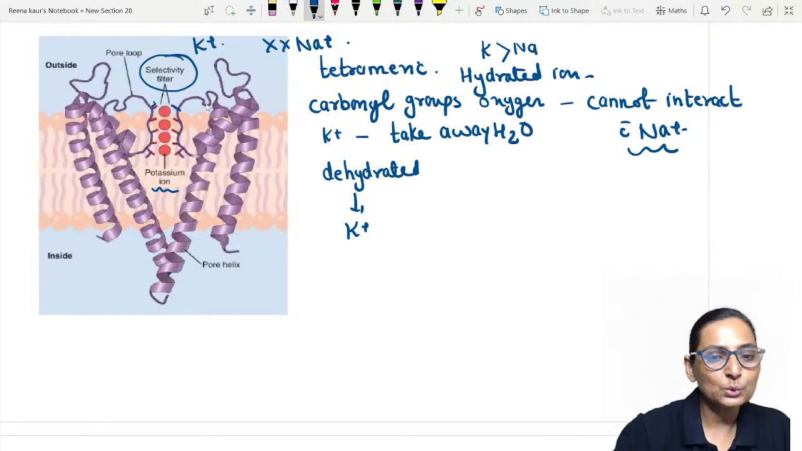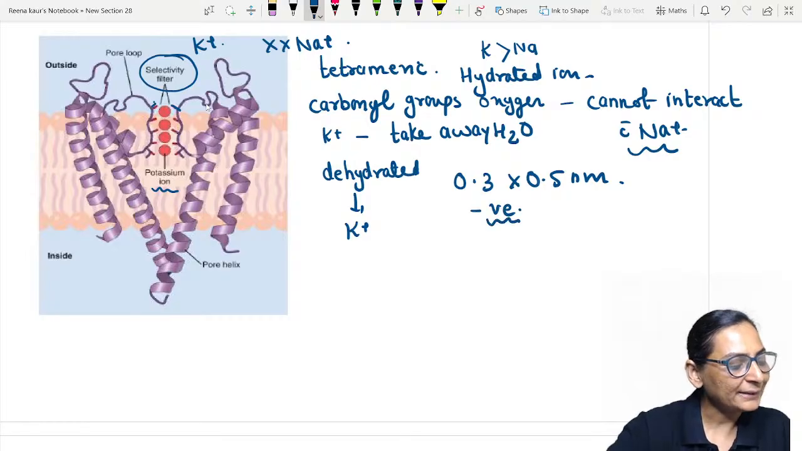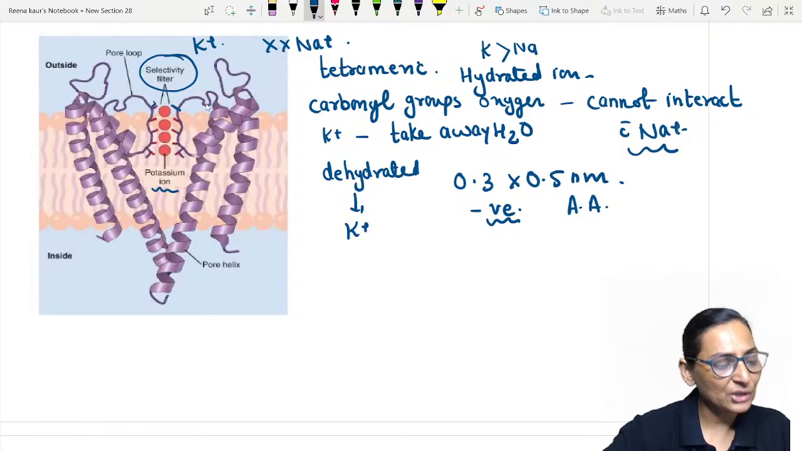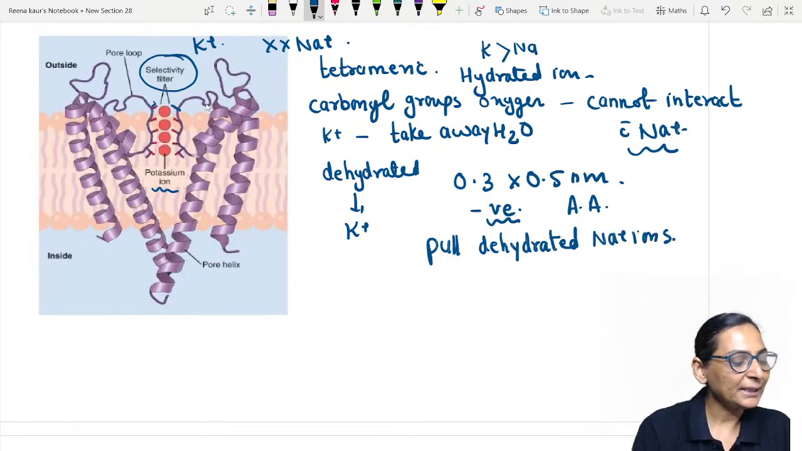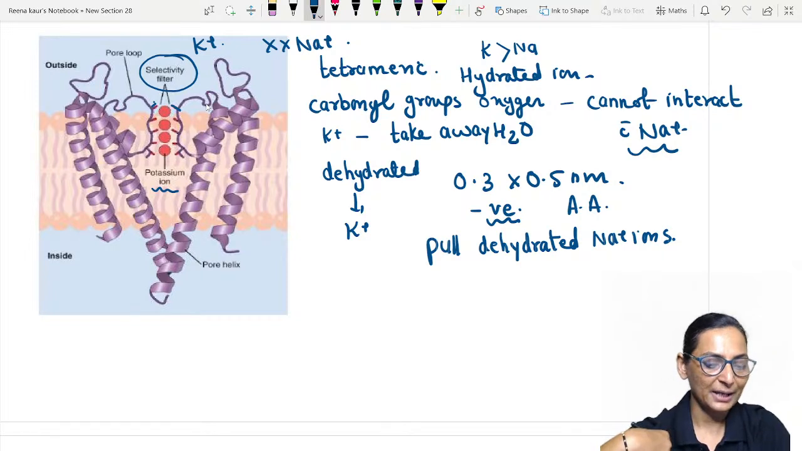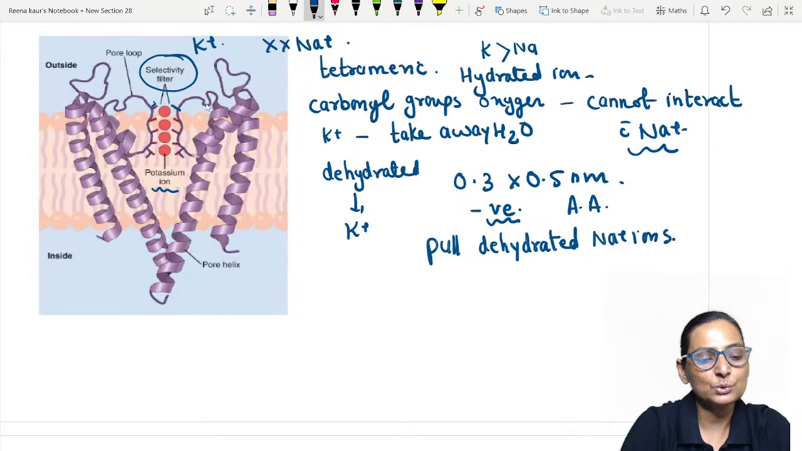अभी सोडियम का कैसे होता है? सोडियम का जो चैनल है, it is 0.3 into 0.5 nanometers in diameter. Okay, 0.3 to 0.5 nanometers in diameter and it is lined by negatively charged amino acids. Right? Now these strong negatively charged amino acids, they can pull the small dehydrated sodium ions, but they cannot pull the potassium ions. They were not going to allow the potassium ions to come inside.